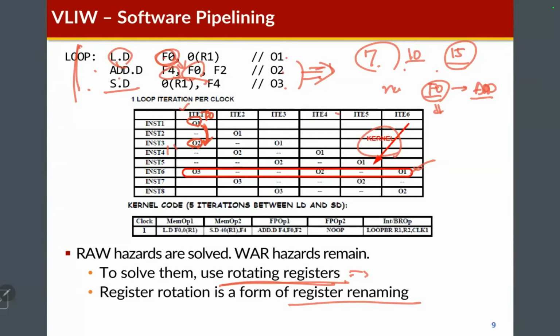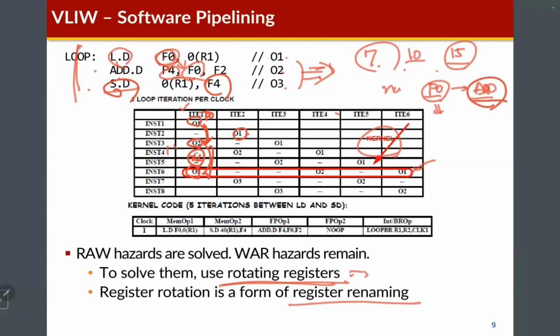And it's the same for F4. F4 is generated by the add instruction, and F4 is consumed by the store instruction. So we need to keep the value of F4 until O3. Then how about the next iteration?